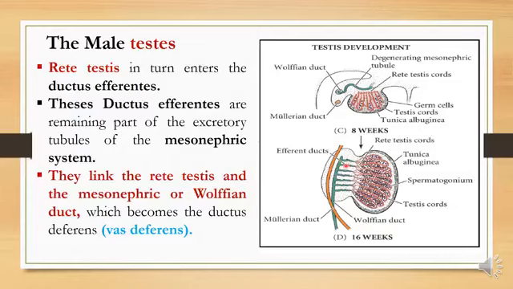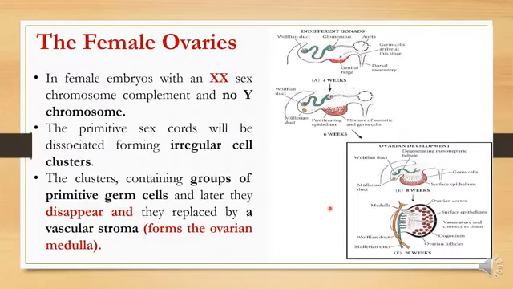This is the efferent duct linking the rete testis and the mesonephric or Wolffian duct, which becomes the ductus deferens.